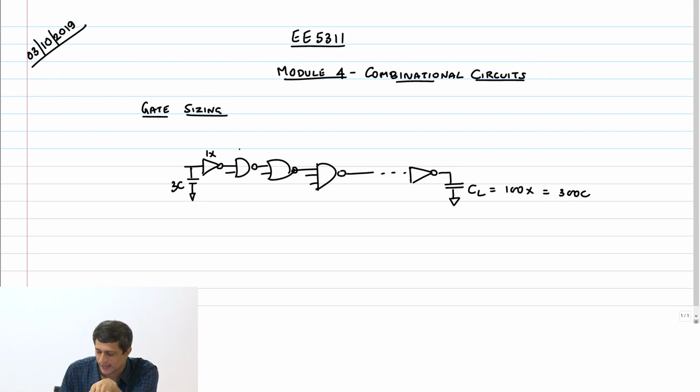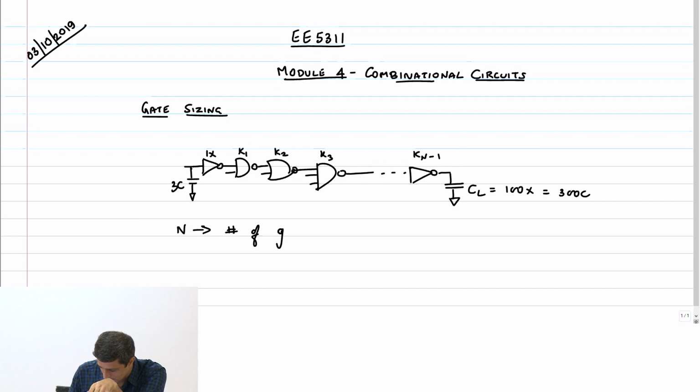So this has to be scaled up by a factor of K1, this by a factor of K2, K3 and so on, and then Kn. So there are n plus 1 gates in this path, or let me just make it n gates, makes it easier. Okay, so this is what I have. N is the number of gates in the path.